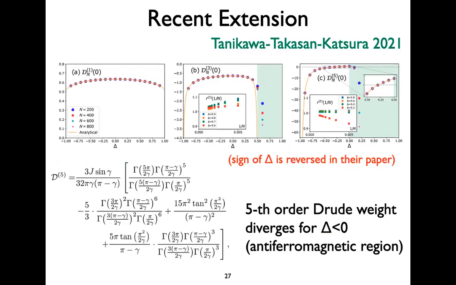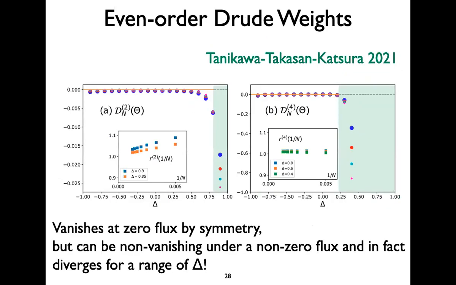Later our result was extended by Katsura-san's group. They computed the fifth-order Drude weight, which has an even more complicated form, and again it agrees with numerical calculation. But now this diverges for delta less than 0. So the region of divergence increases as you go to higher and higher order. So this sounds strange.